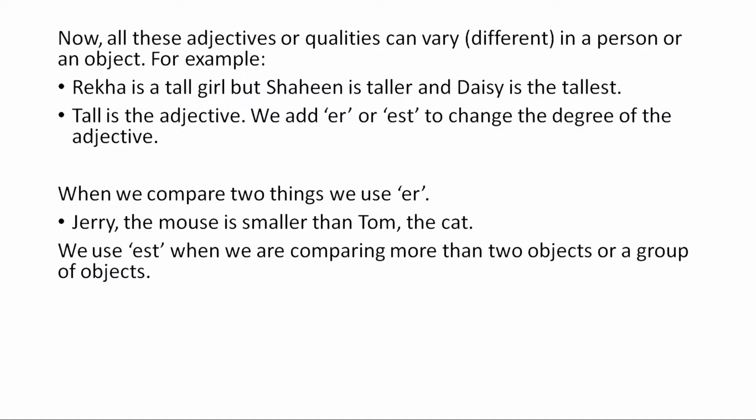So tall is the adjective. We are adding ER or EST to change the degree of the adjective. So when we compare two things, we use ER. Jerry, the mouse, is smaller than Tom the cat. We all have seen Tom and Jerry. Similarly, if we compare more than two objects, we use EST to tell the highest degree. So these are called some degrees of adjective. This is just for reference.